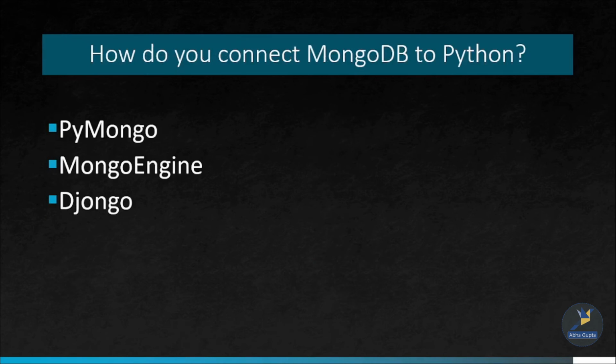So how do we connect MongoDB to Python if we are using MongoDB with Python? How can we do that? We have three variations available. First one is PyMongo, which is a driver for connecting MongoDB and Python. Then we have MongoEngine, which is a document object mapper. The last one, which we can use to connect MongoDB to Python, is Django, which is used for Python web applications using the Django framework.